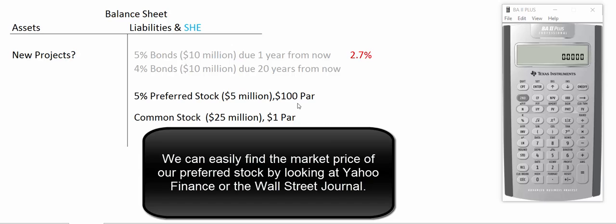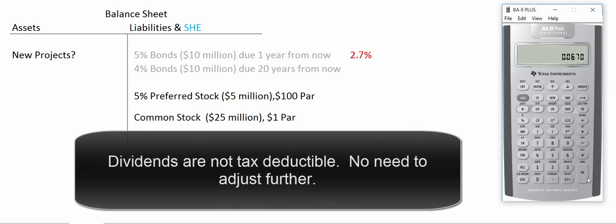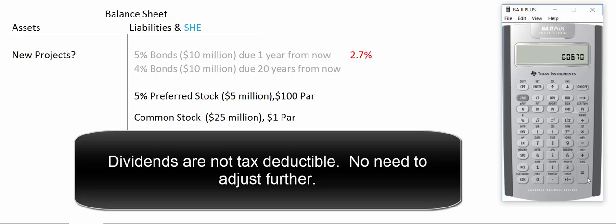So we go out into the marketplace and we see, either on Yahoo or Google or the Wall Street Journal, that these shares are selling for $74.63. So their return is $5 a year, and their investment is $74.63. So we're going to divide that by 74.63, and we're going to discover that investors require a 6.7% return on that preferred stock. So if we had to issue preferred stock today to finance a new project, we'd have to have a coupon on it of 6.7%.